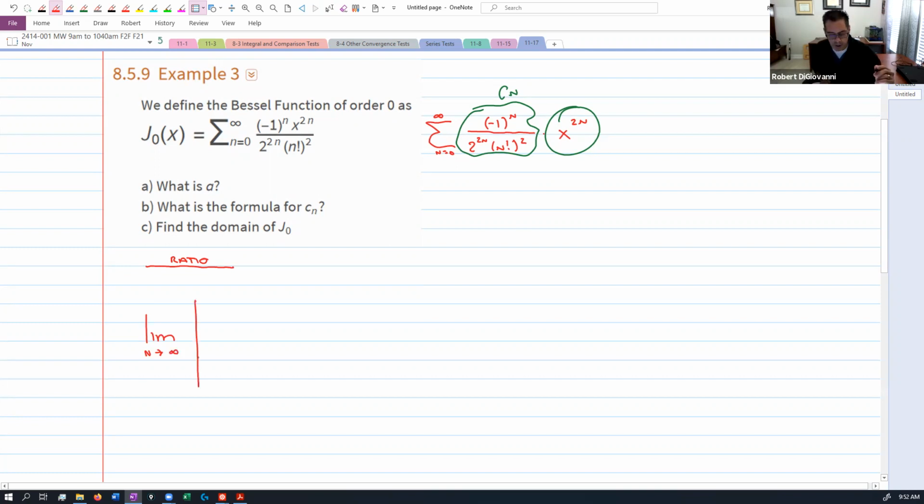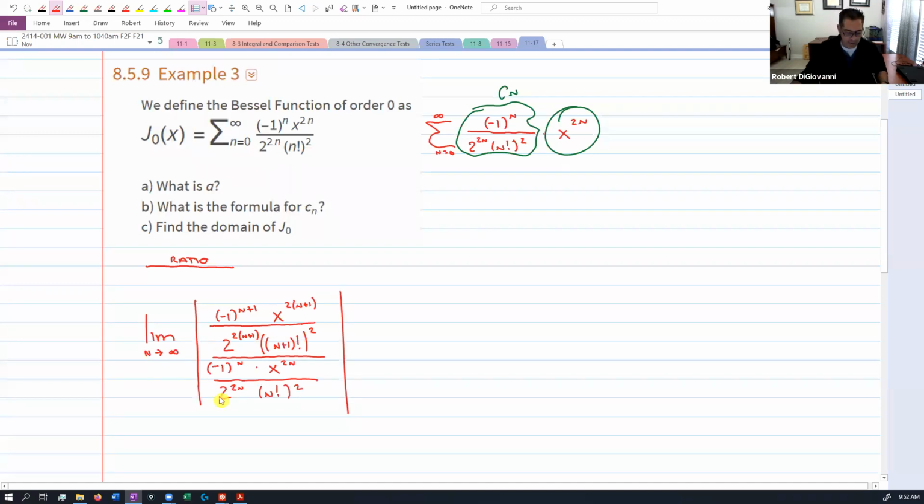All right. We have (-1)^(n+1) over, and I'm going to put the x^(2(n+1)) up there with it, and then over 2^(2(n+1)). And then we have (n+1) factorial, but then all of that squared. And then all of that over (-1)^n times x^(2n) over 2^(2n) times (n factorial) squared.